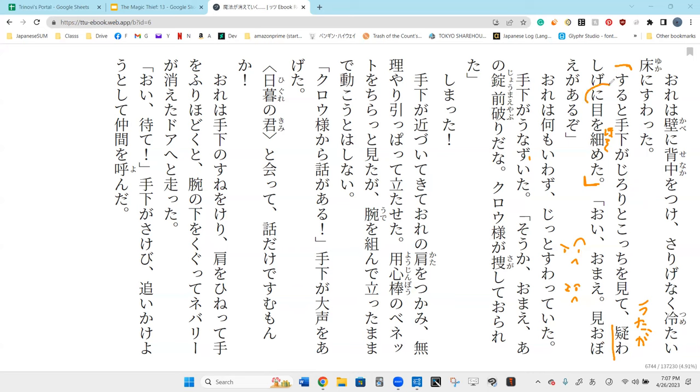Well, we have a ni right here, so this makes this kind of into an adverb. Why do you think he is narrowing his eyes? What kind of face do you think he's making here? He narrowed his eyes in a suspicious way. Kind of shows that he's suspicious of something.